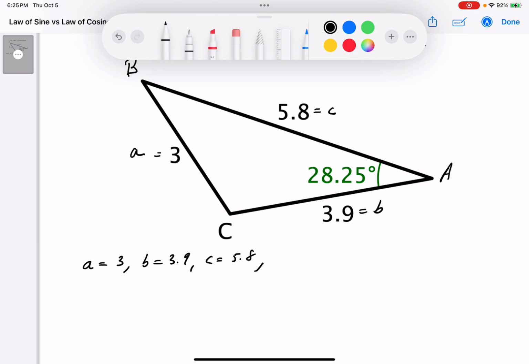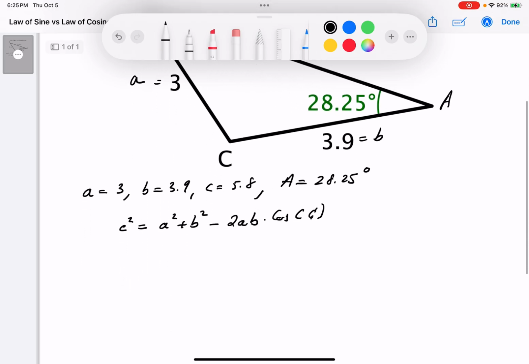Oh, I forgot to write something down. I know A is 28.25 degrees. Let me write this down then. I want angle C. So it's going to be C squared equals A squared plus B squared minus 2AB times the cosine of angle C, using the law of cosines. I'm going to try to solve that for big C.